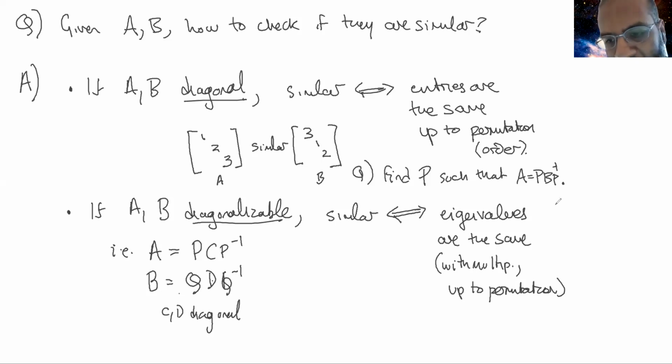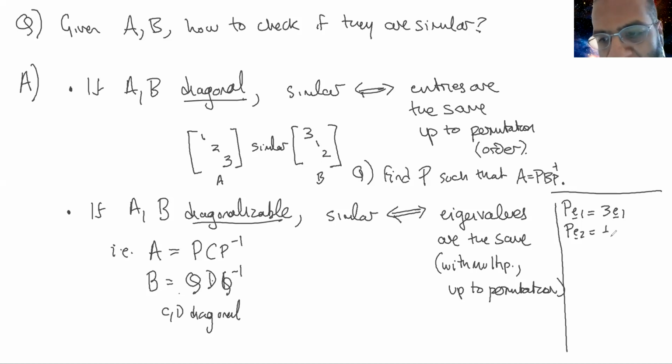Let me write it here. So the proposal was, what if you just take P that does P of E1 equals 3E1, P of E2 equals half E2, and P of E3 equals, I guess, 2/3 E3? Is that what you're thinking? Yeah.